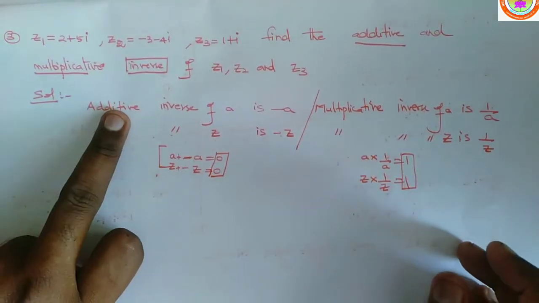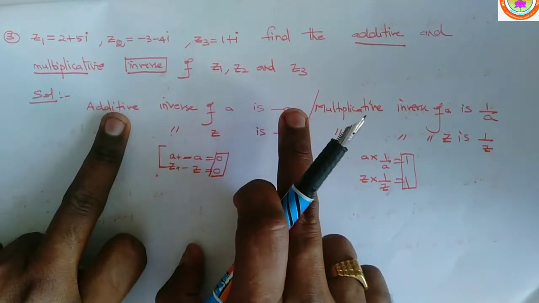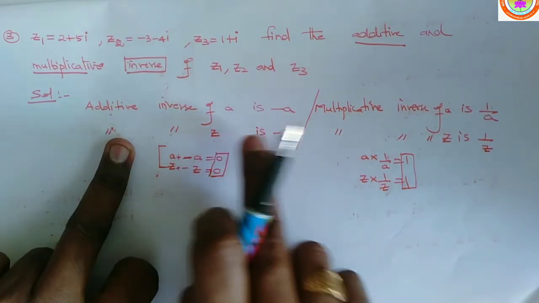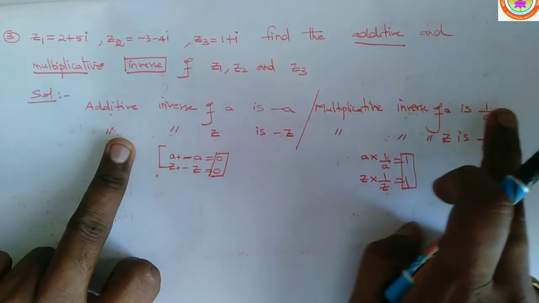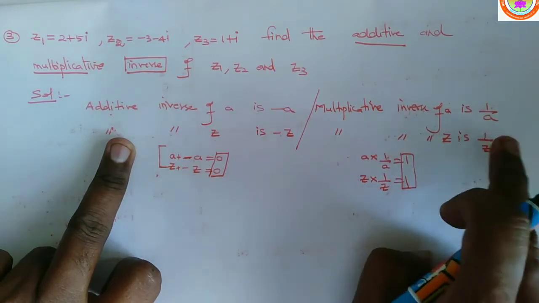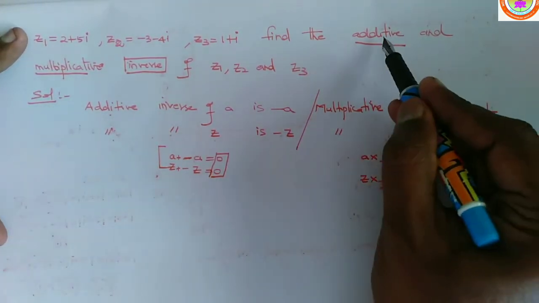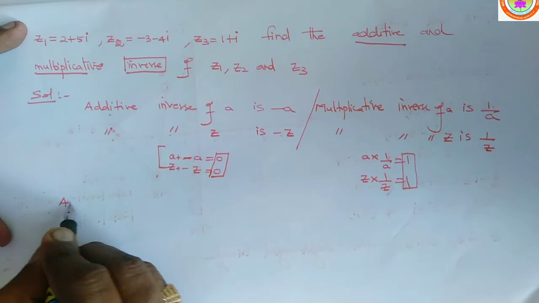So the additive inverse of a is minus a. The additive inverse of z is minus z. These are some examples. The multiplicative inverse of a is 1 by a. The multiplicative inverse of z is 1 by z. See, first we will find the additive inverse.